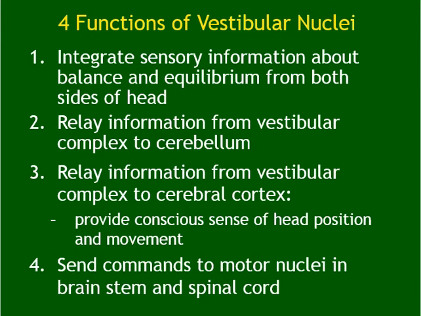So the vestibular nuclei will get the sensation of balance and equilibrium from both sides. You have a right ear and a left ear, a right vestibular complex and a left vestibular complex. Both of them will go to the vestibular nuclei, so you're integrating the sensation. When you get from this ear that you're tilting to the right, and from this ear that you're tilting to the right, both will come together, and the vestibular nucleus will detect that you're moving to the right. Same if you're moving to the left, and so on.